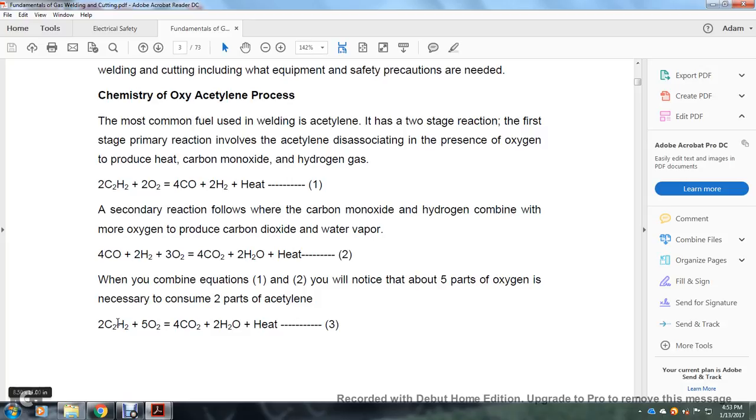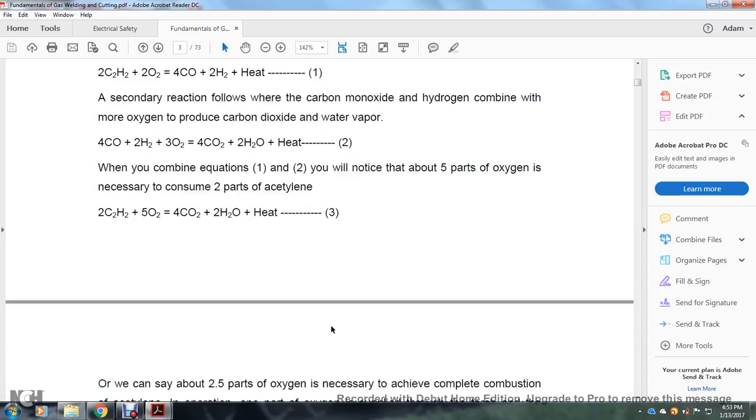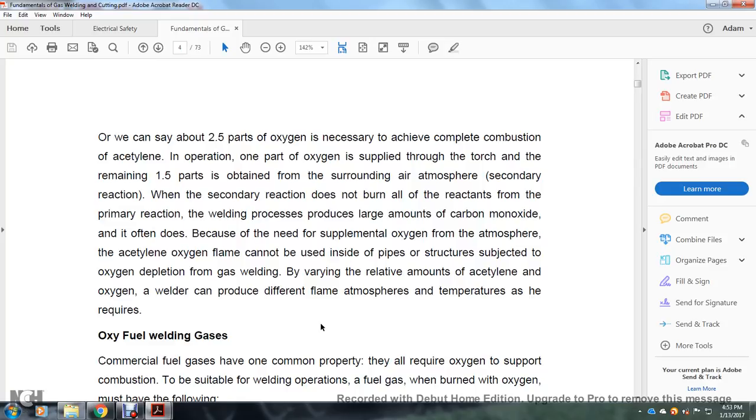2 C2H2 plus 5 O2 equals 4 carbon dioxide and 2 water molecules plus heat. One can say that about 2.5 oxygen is necessary to achieve complete combustion of the acetylene. One part of the oxygen is supplied with the torch, and the remaining 1.5 is obtained from the surrounding air atmosphere in the secondary reaction.